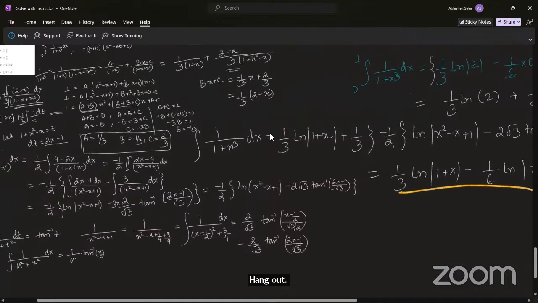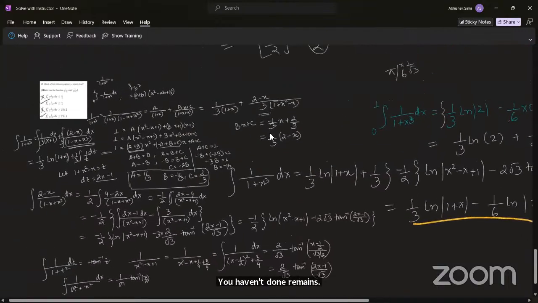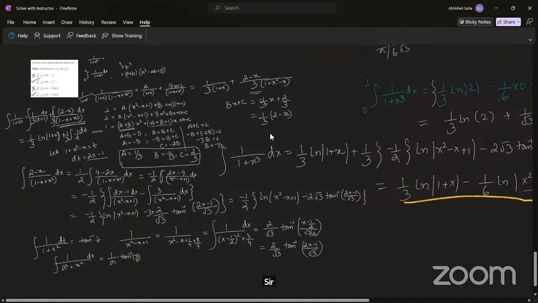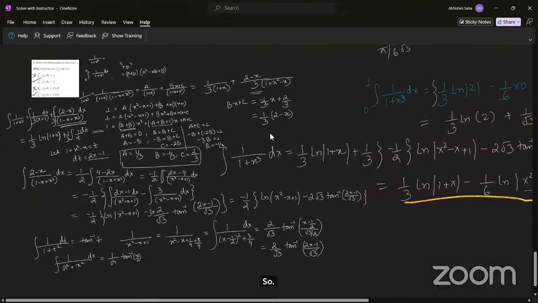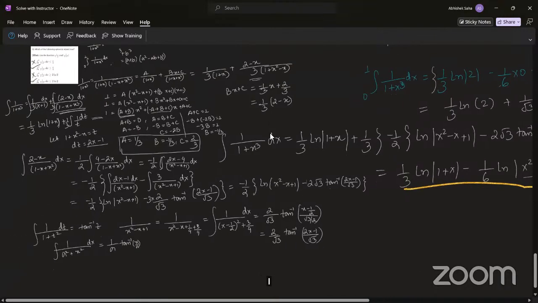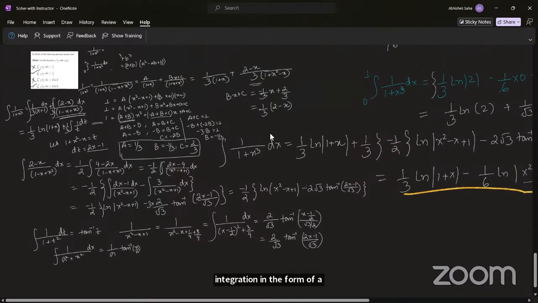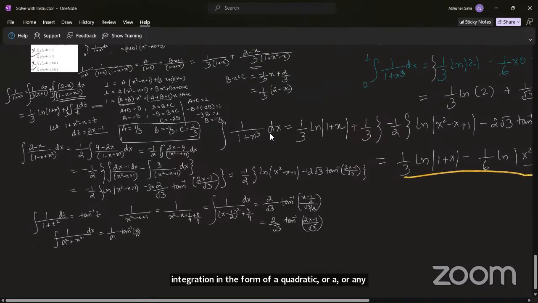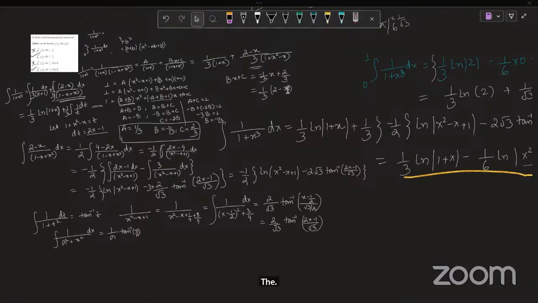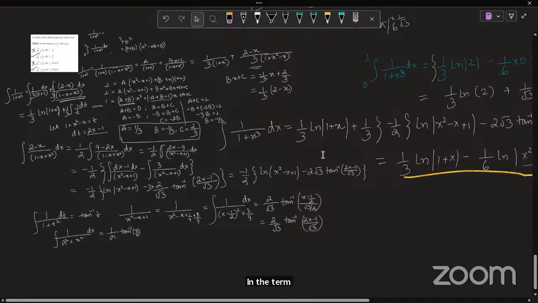Sir, are you able to get this question? Sir, I haven't seen in the activity or in the graded assignment any question of integration in the form of ax plus b upon quadratic or any constant upon quadratic. So will these kind of questions come in the end term exam?